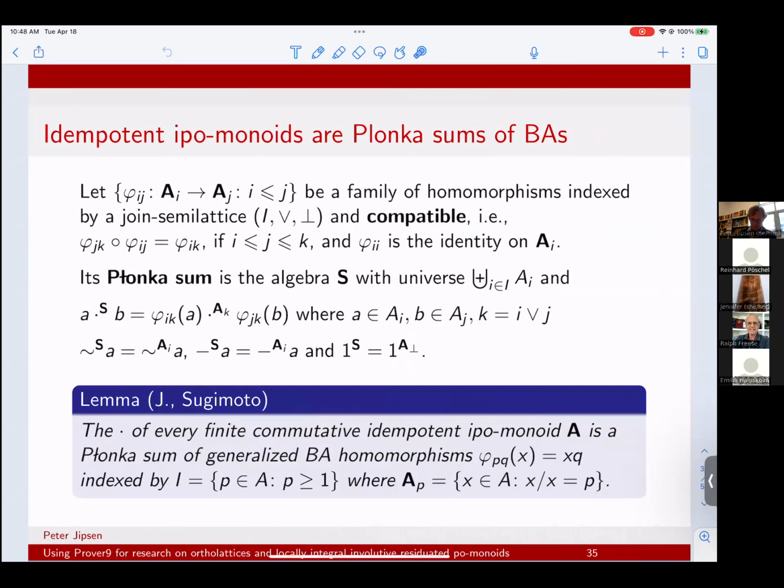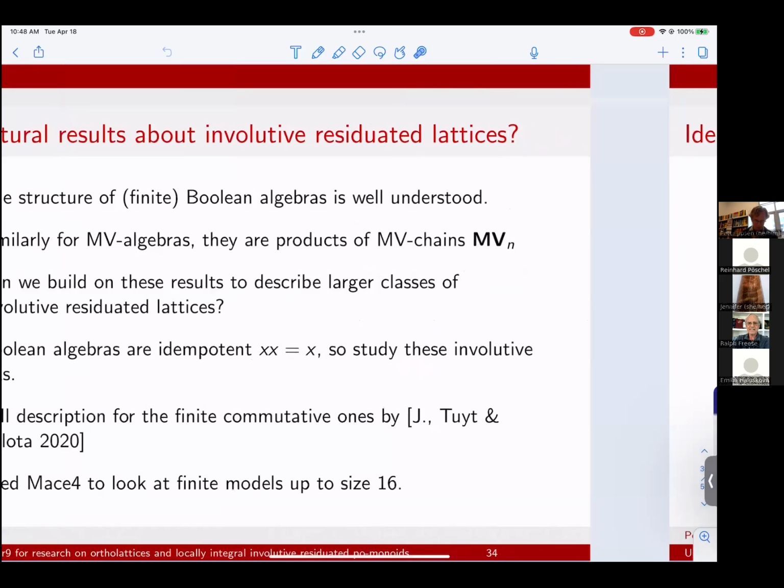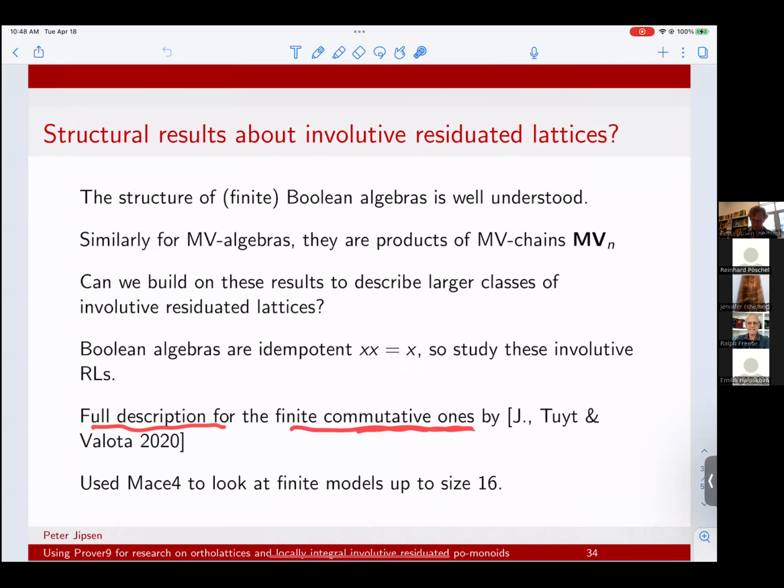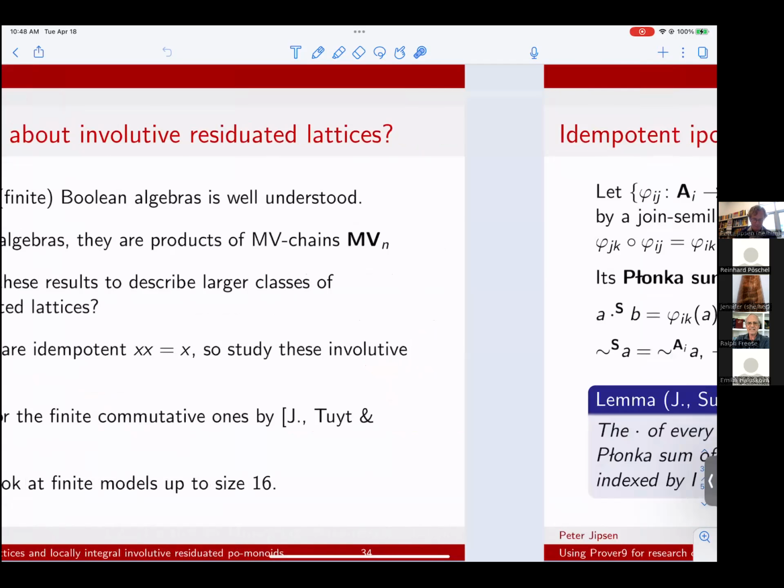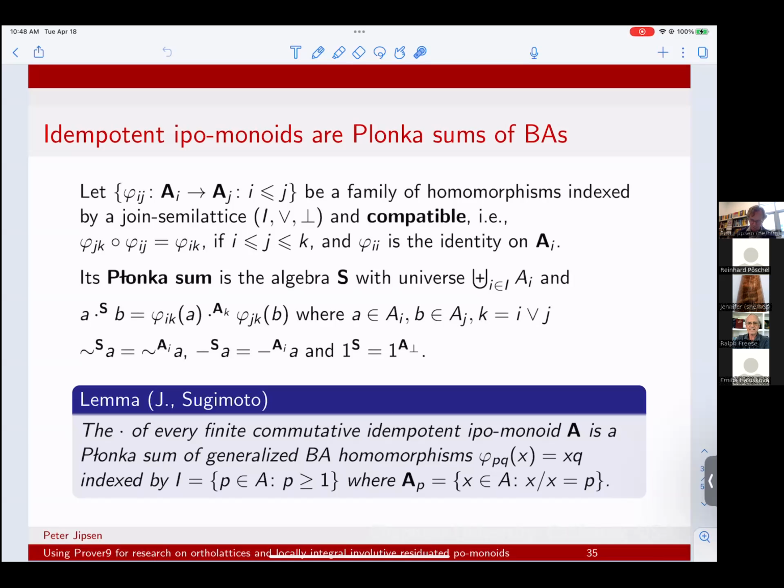And so in this paper, by the way, we gave a full description of the finite commutative idempotent involutive residuated lattices. And that wasn't simple, but it worked because we had all these pictures and other help from Prover9. And now we were able to generalize this in a very significant way, I think, because the aim was always idempotence just to get started, but let's see what happens without it.